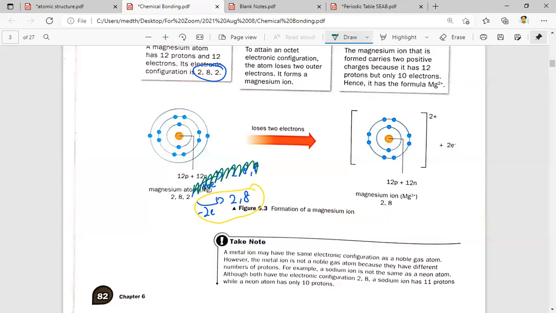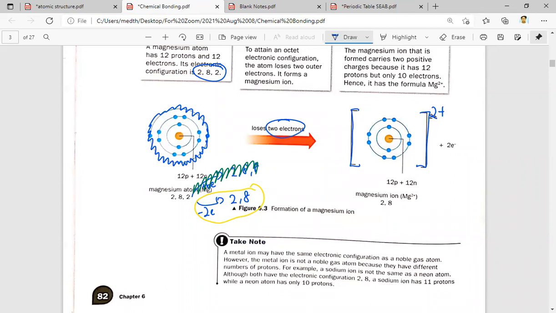As such, in terms of the drawing, the 2 electrons are lost, so the outer shell disappears. And because I lost 2 electrons, it becomes an ion. Whenever you go ion, you draw this square bracket. If I lose 2 electrons, I'm going to become 2 plus.